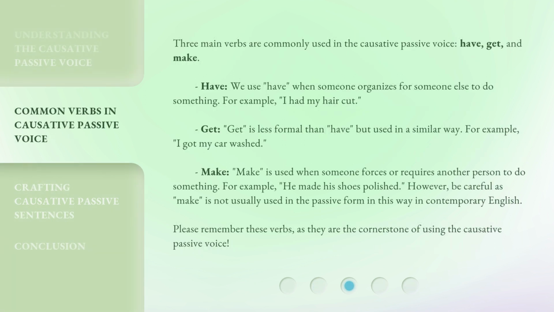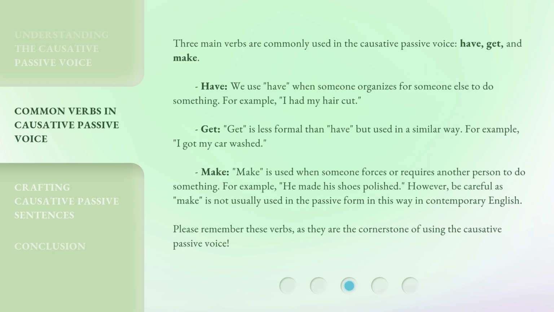Three main verbs are commonly used in the causative passive voice: have, get, and make. Have. We use have when someone organizes for someone else to do something. For example, I had my hair cut. Get. Get is less formal than have, but used in a similar way. For example, I got my car washed.